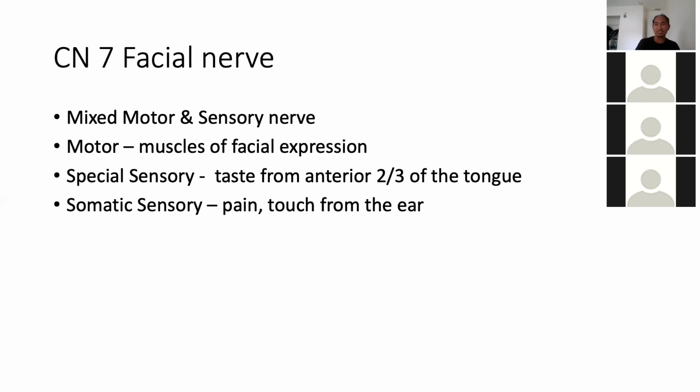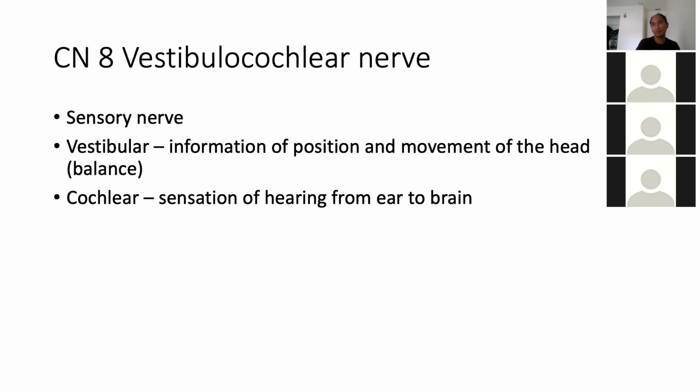Somatic sensory is pain and touch from the ear. So ear sensation like touch, temperature, pain, that is taken by the facial nerve. So the facial nerve doesn't take any sensation from the face. It takes sensation from the ear. The facial sensation is the fifth cranial nerve, which is the trigeminal nerve. The facial nerve is the movement of the muscles of facial expression.